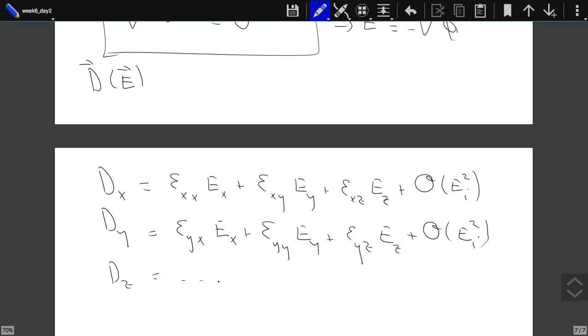And also for the Z component. Now, it is possible that when you apply an electric field in one direction, the electric field in the material, which is the displacement field, might be pointing in another direction. They don't have to be parallel in general.